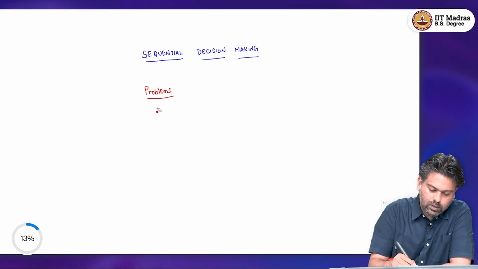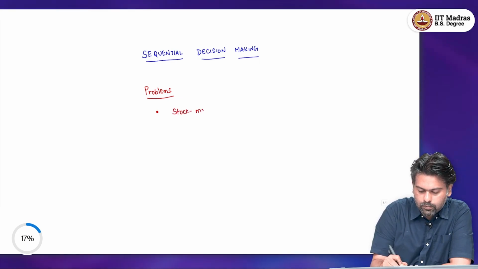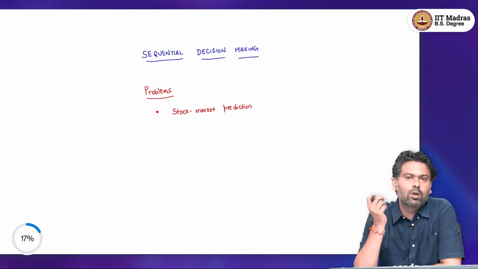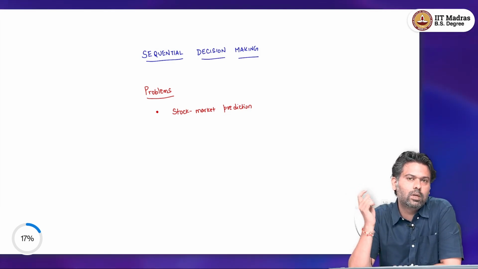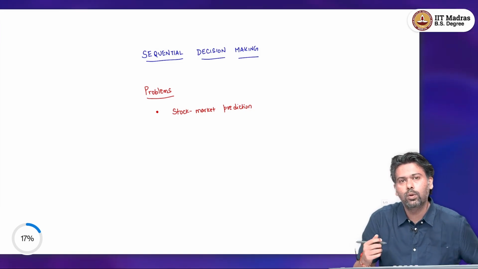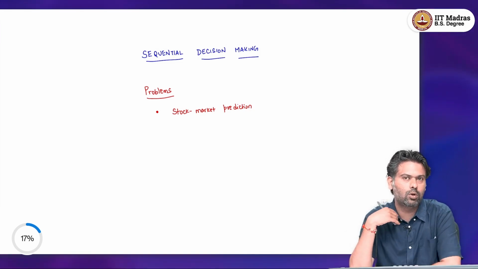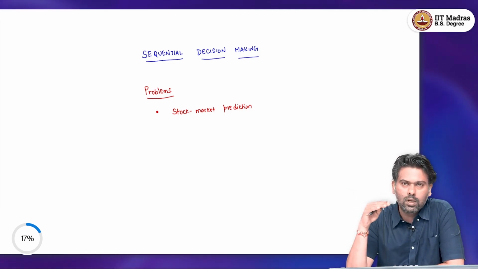This problem is what I am going to call stock market prediction. So what is the stock market? A stock market is one where you have a bunch of stocks. Stocks are basically companies listed under some exchange, and you can invest your money in the stock market. If the company performs well, then the money goes up. If the company does not perform well, then the money that you invested goes down.